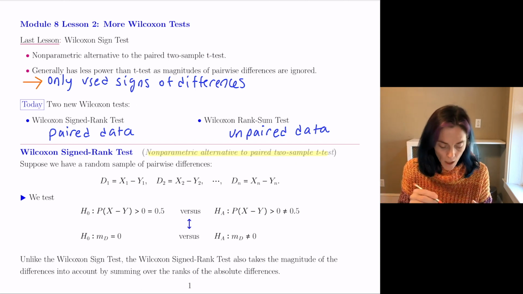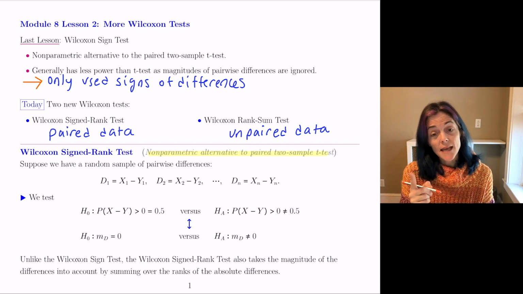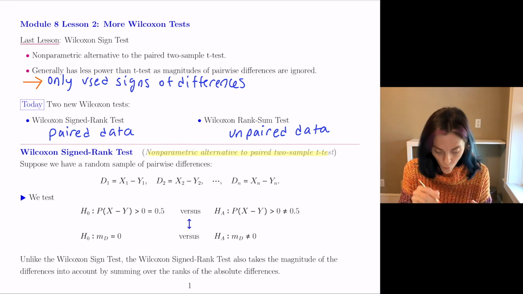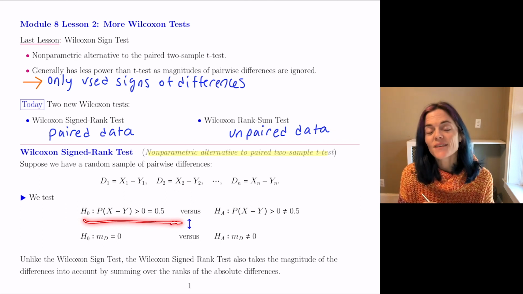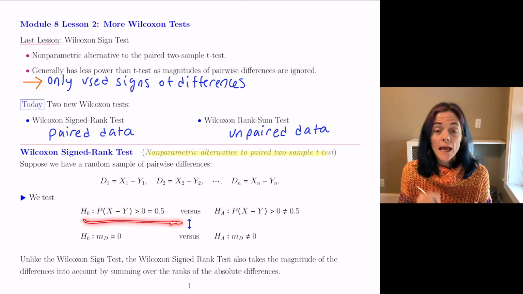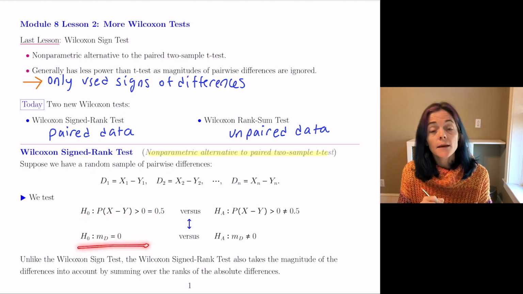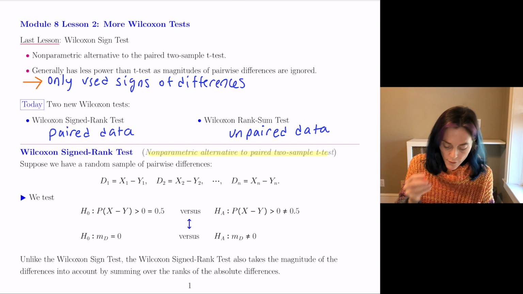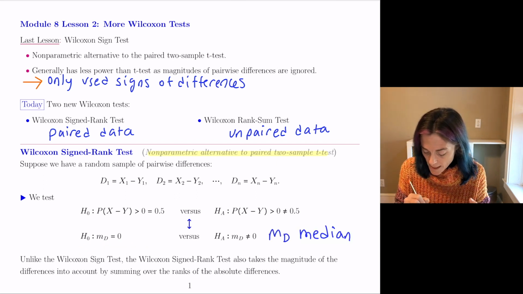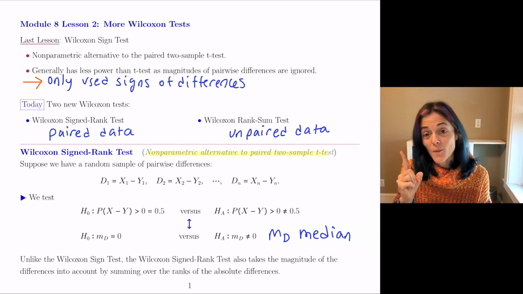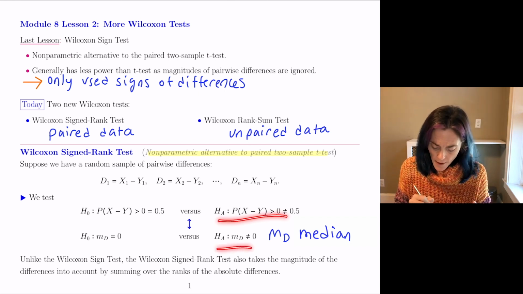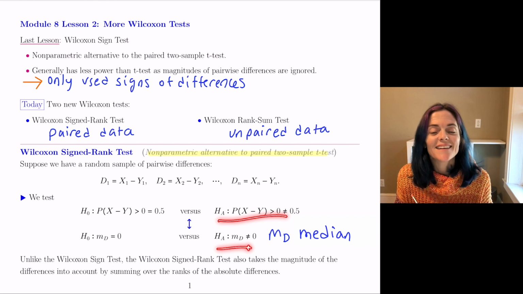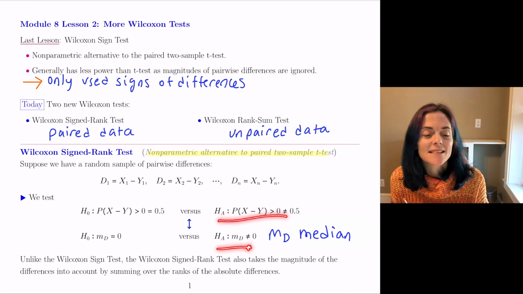Then, there were two different ways to state our null hypothesis. One way was that the probability that x minus y is positive equals 1/2. This was equivalent to saying that m sub d is 0. Recall that m sub d is the median of the pairwise differences. The way I've listed it, I've listed a two-sided alternative hypothesis in each case.